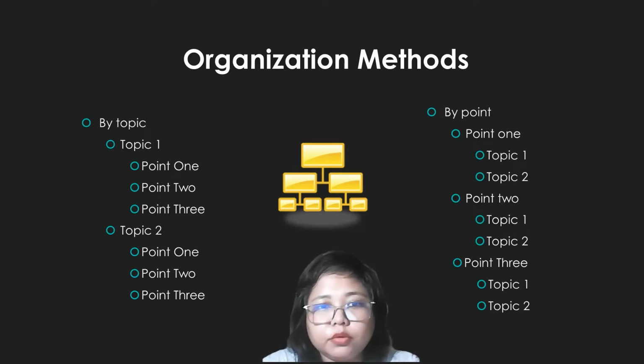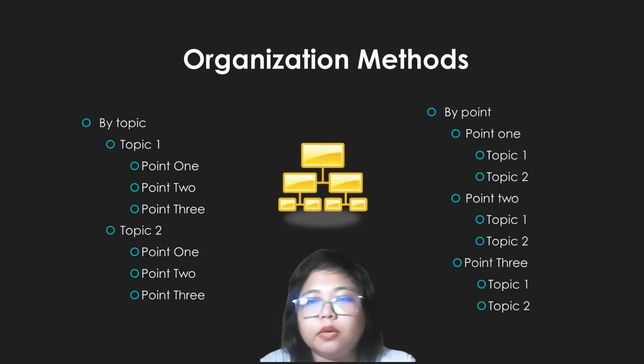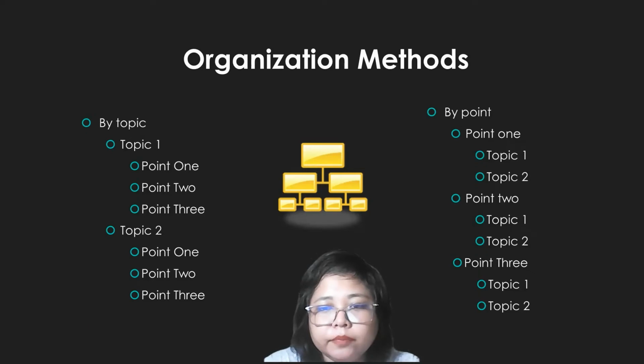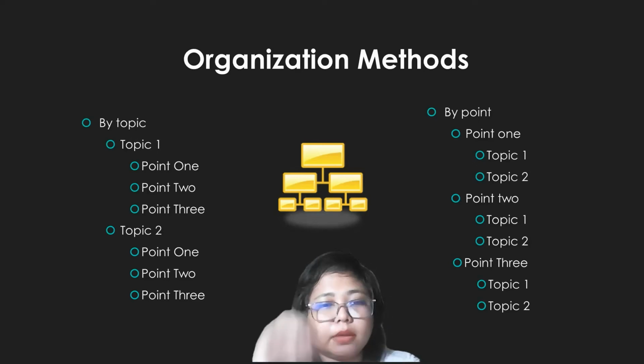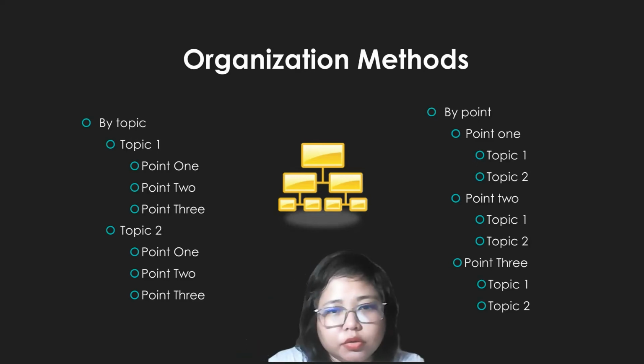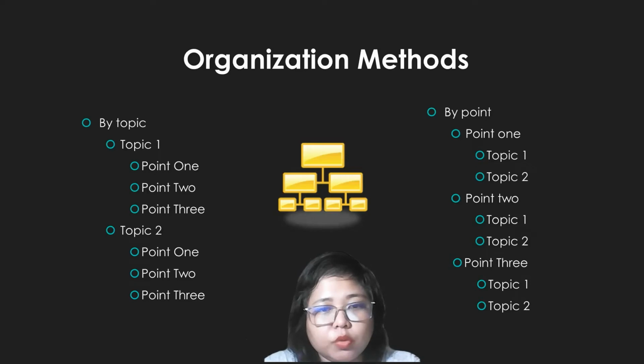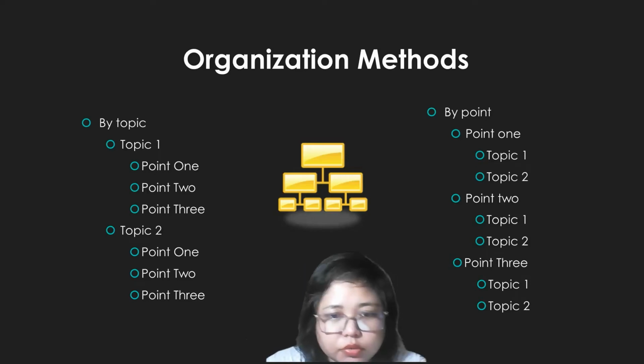But if you organize it by point, you start, for example, based on the appearance: cat is like this, dog is like that. While by the quality, cat is like this, dog is like this. So that's the difference in how to organize your comparison and contrast paragraph. You don't use both of these, but choose which one you prefer to use.